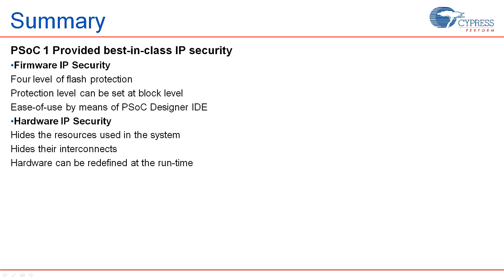In a nutshell, PSoC 1 protects firmware as well as hardware IP. Firmware IP protection is provided by means of 4 flash access modes. Protection level can be assigned at block level. It is easy to assign these modes using the PSoC Designer IDE. Hardware IP security is inherited from the unique programmable architecture of PSoC devices. PSoC hides the resources used, their interconnections, and allows functionality to be changed at runtime. It leaves just a black box for your competitor to reverse engineer.